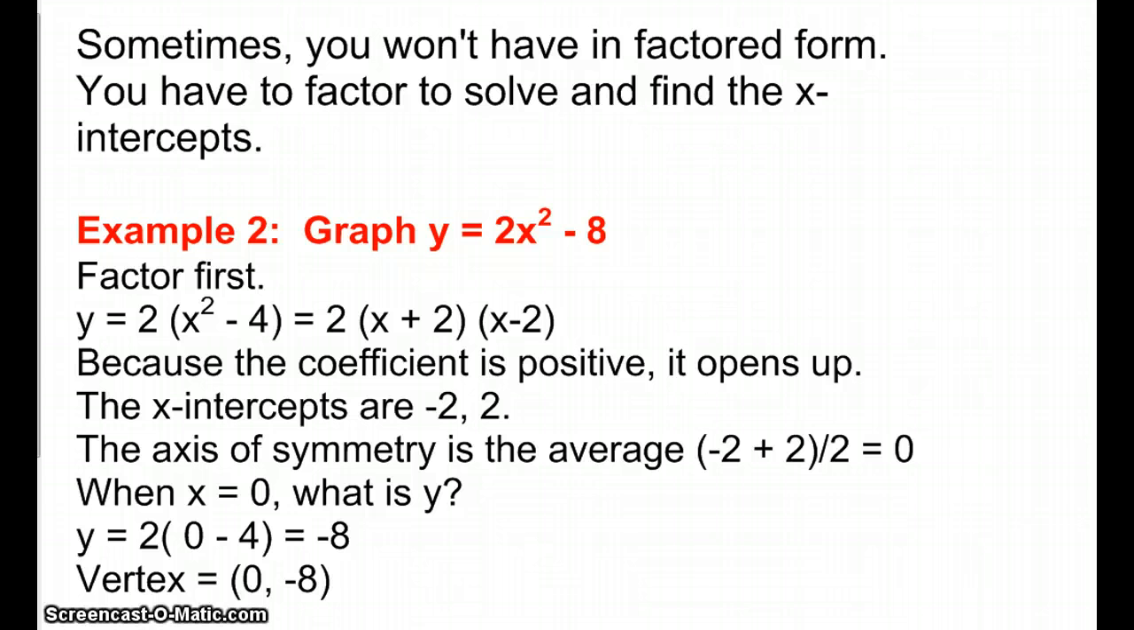If x is 0 for the axis of symmetry, then what is the y-coordinate of the vertex? You plug 0 back into the original equation and solve, and you get negative 8. So the point that is the vertex is 0, negative 8. Because this parabola opens up, this is the minimum or the lowest point of the parabola. You're going to start at 0, negative 8, and then you're going to put the two x-intercepts in, 2 and negative 2, and connect those 3 points.